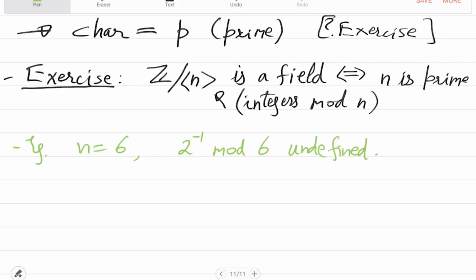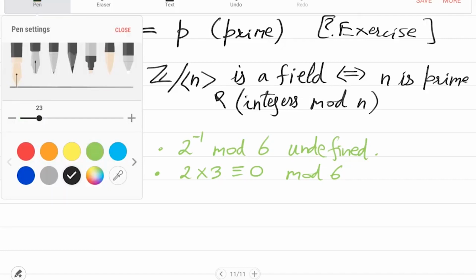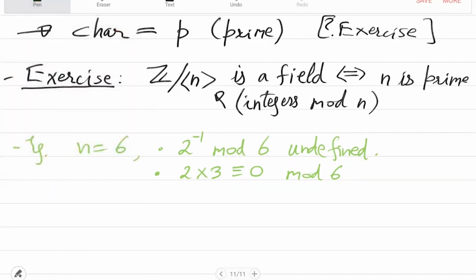So this is the only problem. If n is composite, then there are these so-called zero divisors. Mod 6, 2 is a zero divisor because 2 times 3 is 0. That's another explanation. And when n is prime, then this possibility is not there. So for prime n, essentially every integer has an inverse, except of course multiples of n. So this gives you one finite field.